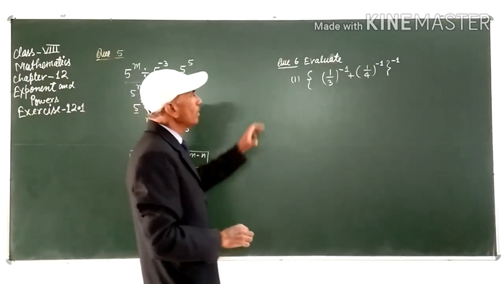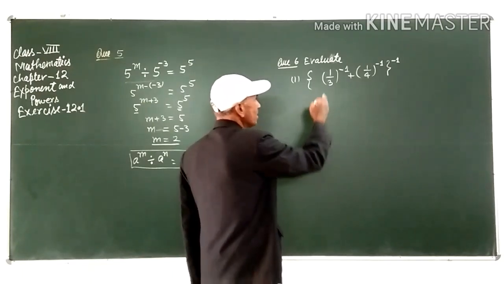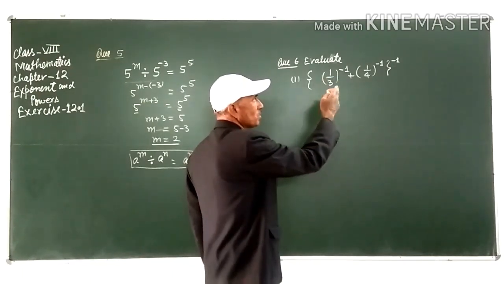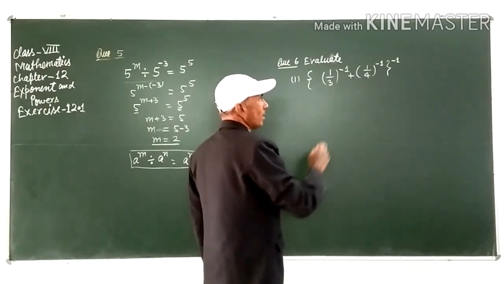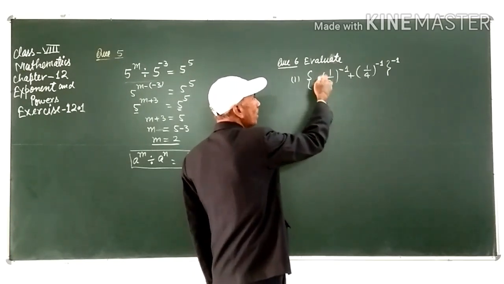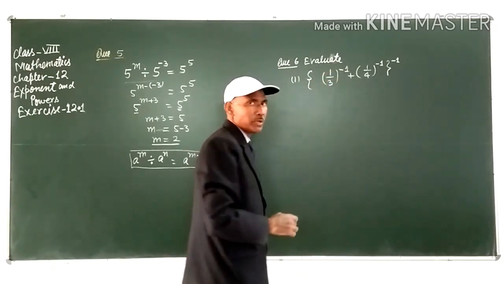Now we have to solve question number 6, students, and in this question, that is (1/3) raised to the power minus 1 plus (1/4) raised to the power minus 1, and whole power minus 1. So first of all we have to write the multiplicative inverse of these numbers to make the exponent positive.